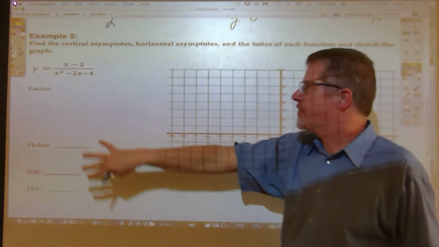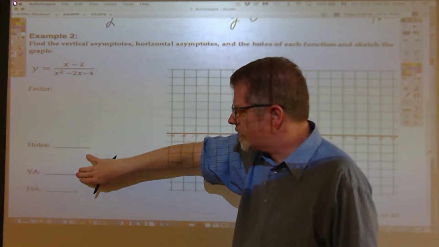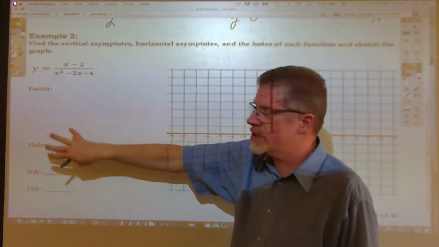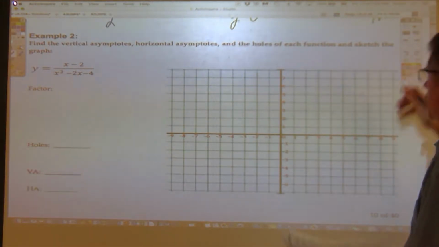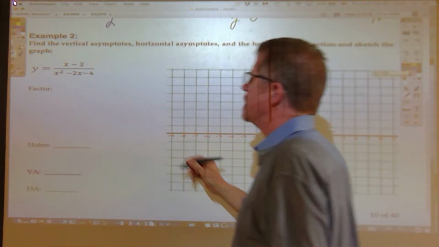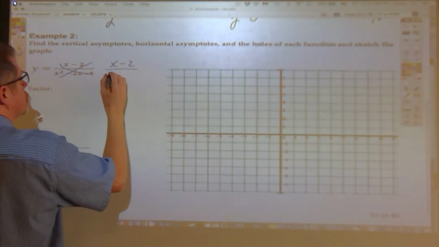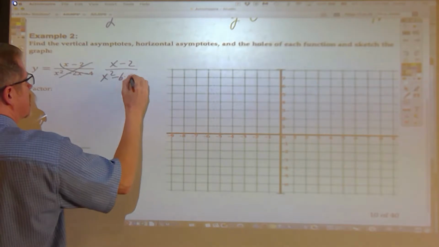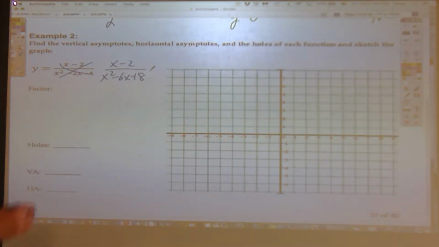So there's 4 steps. First we factor. Poles go first after you factor, then vertical asymptotes, then horizontal asymptotes. You got to go in that order. So factoring, this one actually has a typo in it. The original equation should be y equals x minus 2 over x squared minus 6x plus 8. So please change the original problem to x minus 2 over the trinomial x squared minus 6x plus 8.